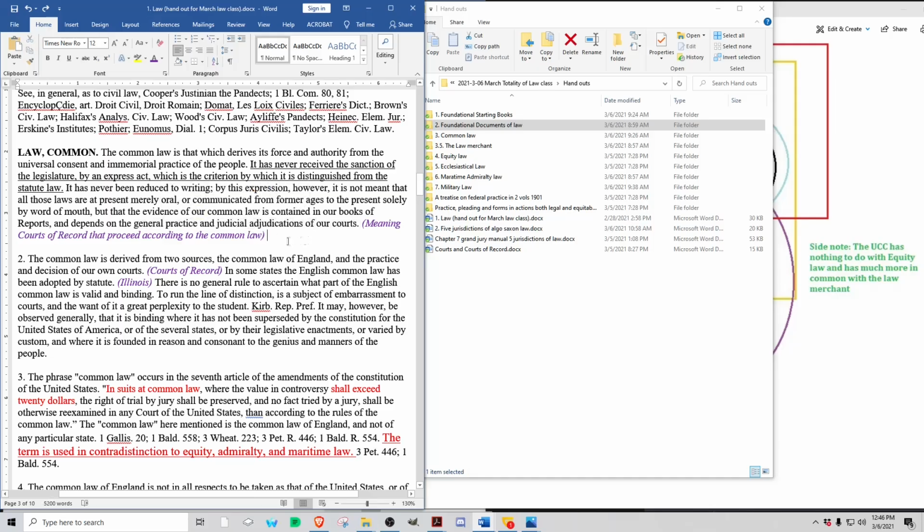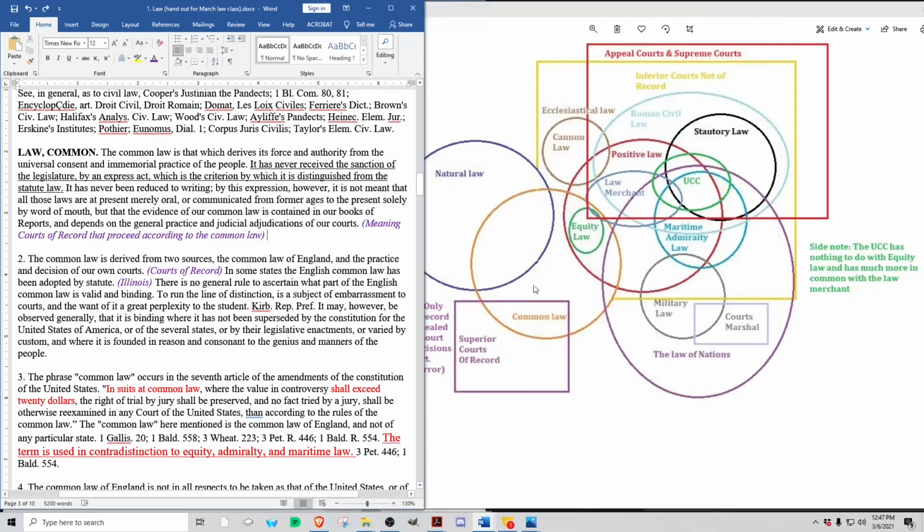When people say case law is judge-made law, not really. I mean, it could be if it was a chancery court, but we'll get into the different kinds of courts later. For now, it means a court of record proceeding according to the course of the common law. That's what they're talking about when it comes to our courts. So number 2, the common law is derived from two sources: the common law of England and the practice and decisions of our own courts.